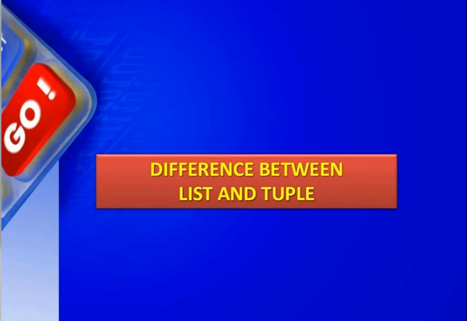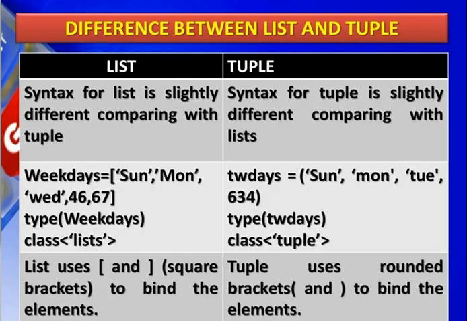What is the difference between a list and a tuple? This is clearly demonstrated through the above table. The syntax for a list is slightly different. We use square brackets to declare a list. On the other hand, we use round brackets to declare a tuple, and their classes are shown differently.